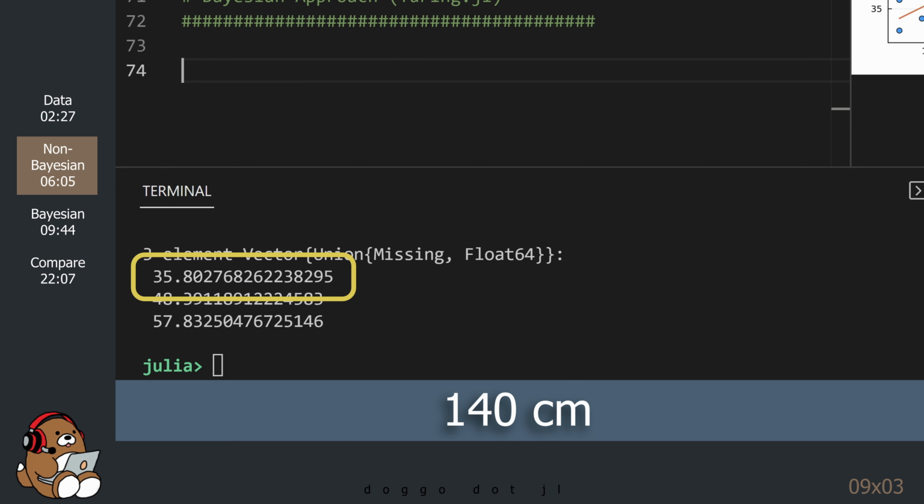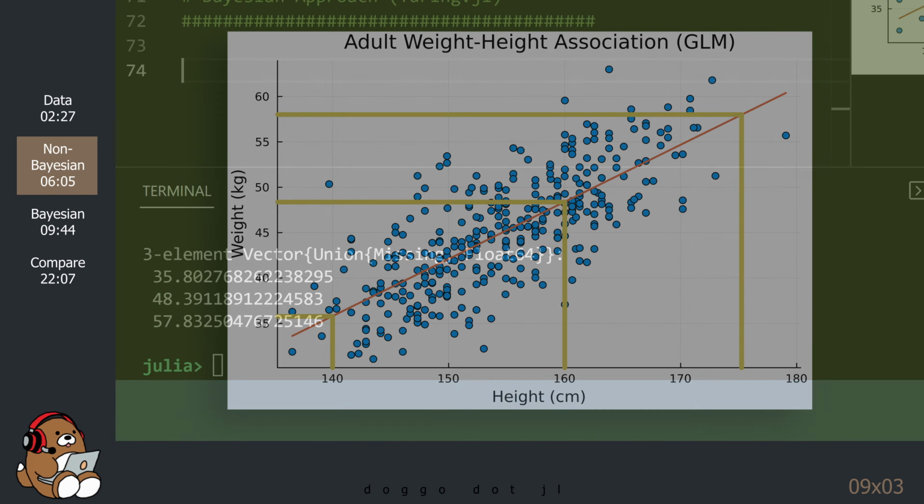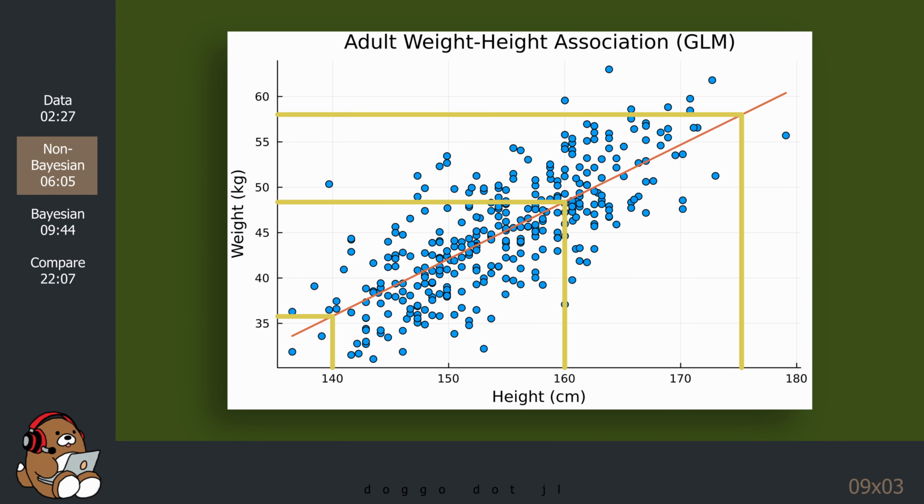So for the 140 centimeter or 4'7" individual, OLS predicts that their weight is around 36 kilograms, or roughly 79 pounds. For the 160 centimeter or 5'3" individual, OLS predicts that their weight is around 48 kilograms, or roughly 105 pounds. And for the 175 centimeter or 5'9" individual, OLS predicts that their weight is around 58 kilograms, or roughly 128 pounds. If you look at the plot, you'll see that these predictions just come from this linear regression line.